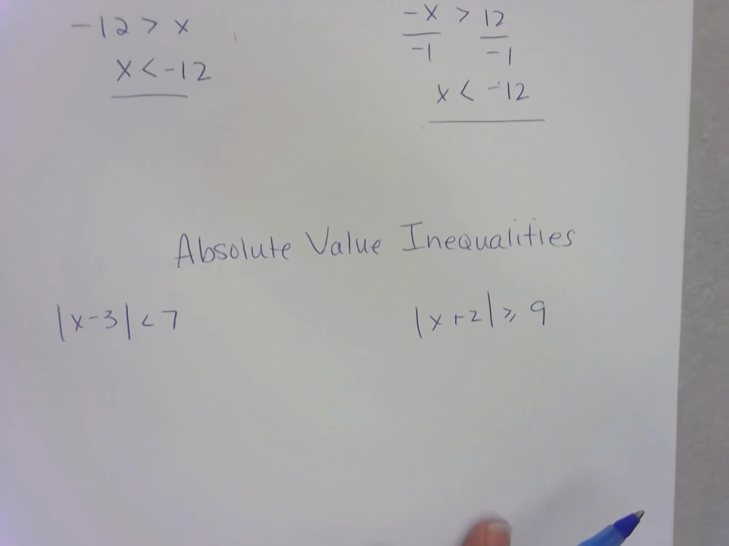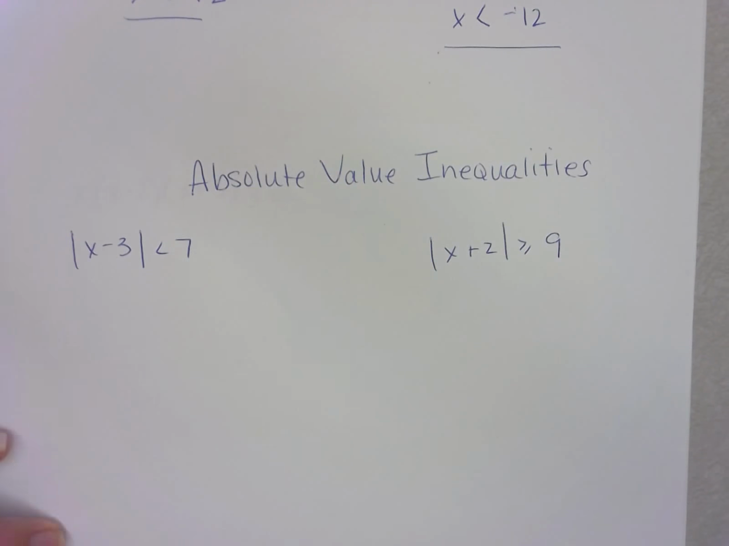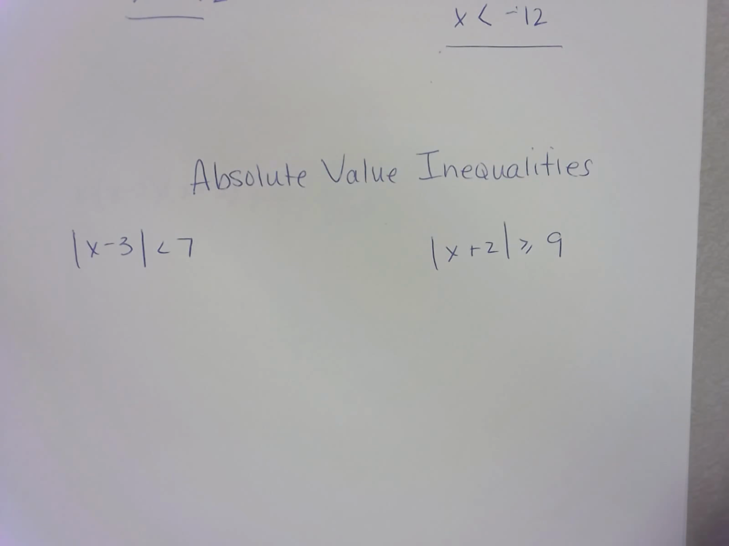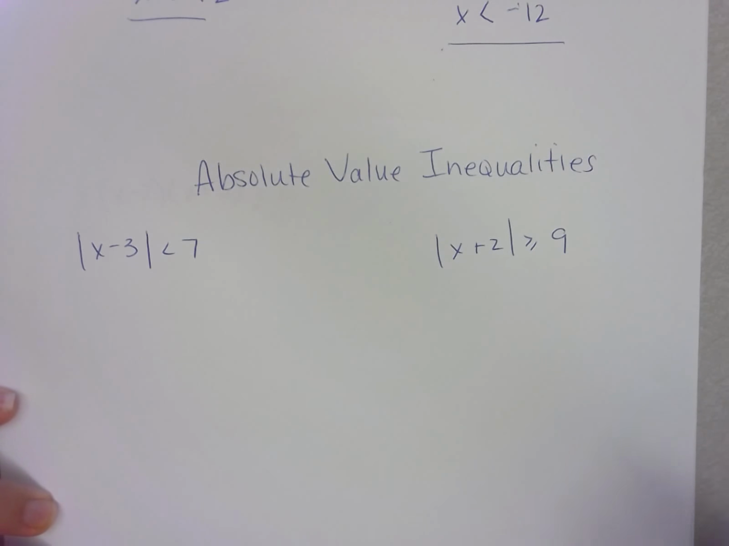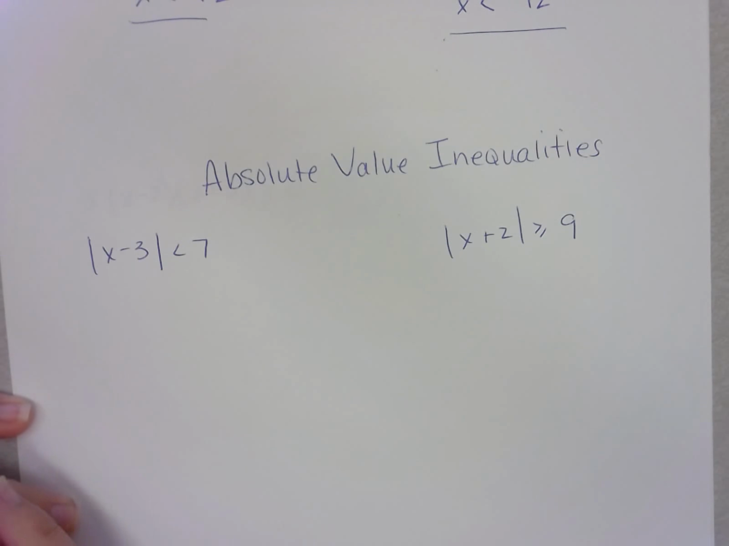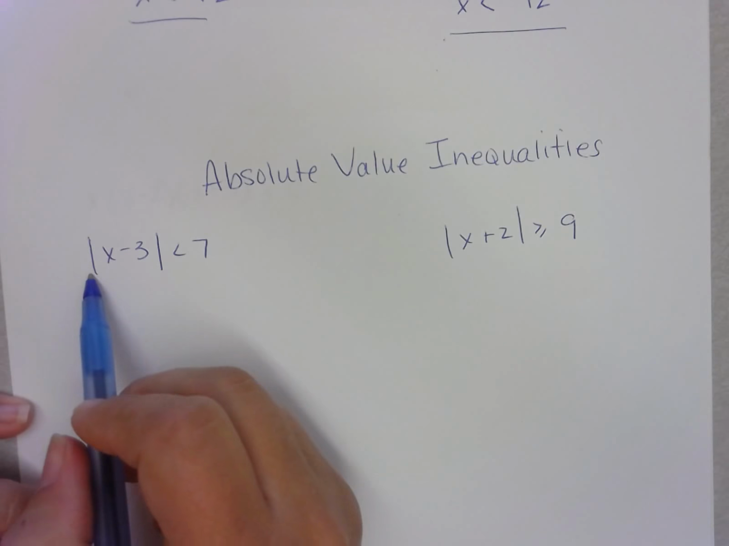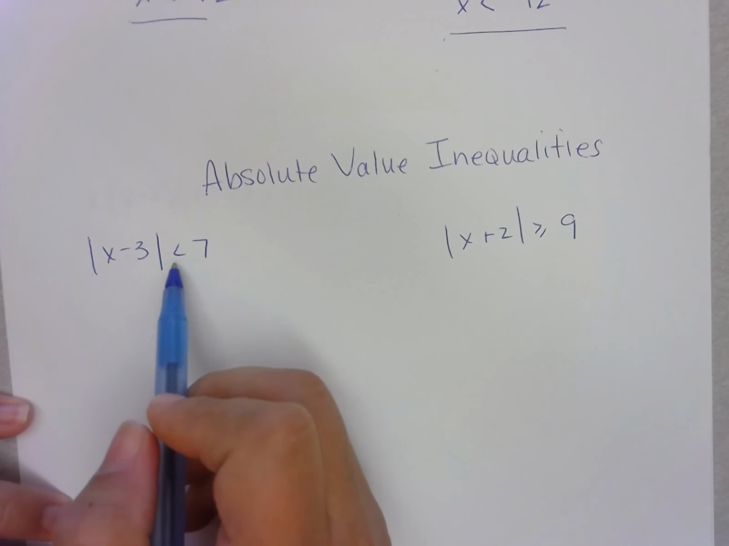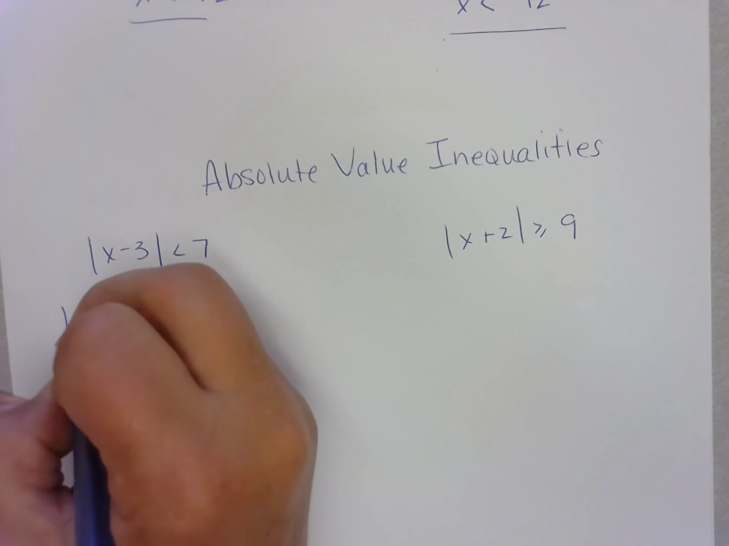All right, so let's move into absolute value inequalities. Now, there are multiple different ways that you can solve absolute value inequalities, but for consistency's purposes, I teach it kind of like this, okay? So what I do is, instead of this less than sign, this is read as the absolute value of x minus 3 is less than 7, I think of it like this.